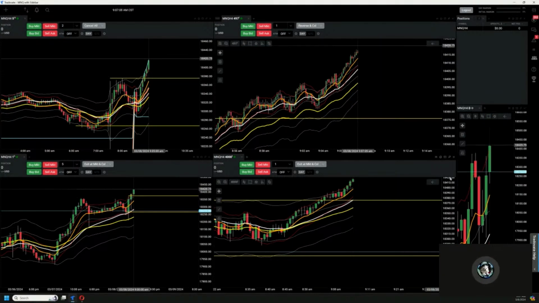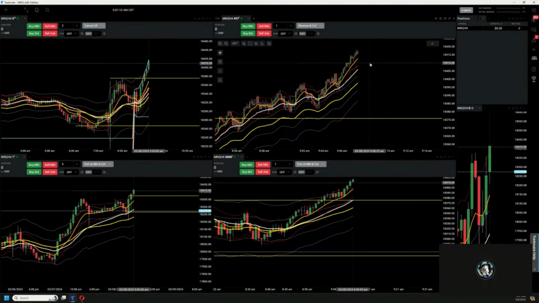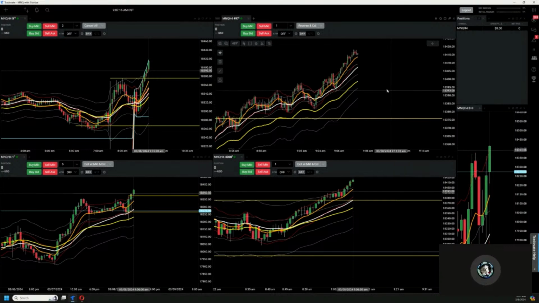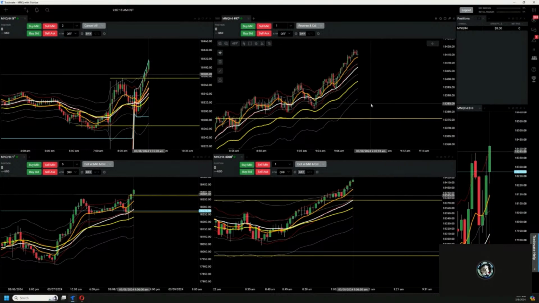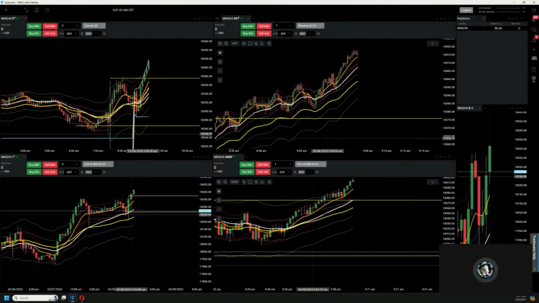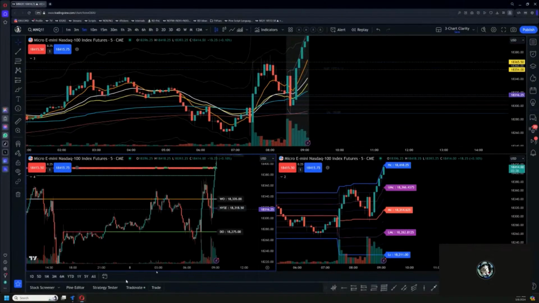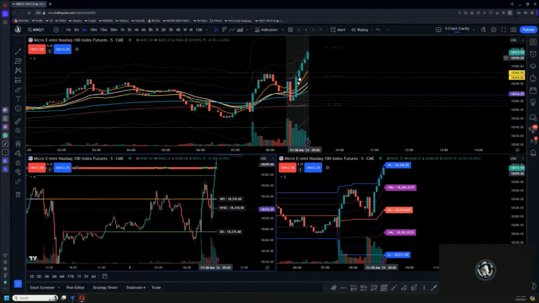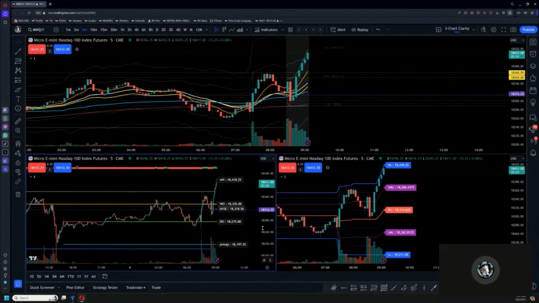Pretty big expansion above the highs there. I'm waiting for the first test of the M9 and then I'll probably short again. We'll see. We got a pretty good run on the 5-minute there. One of these runs here is going to run out of steam though.